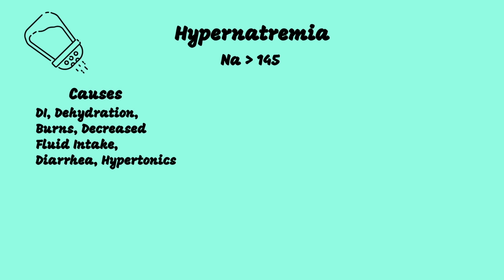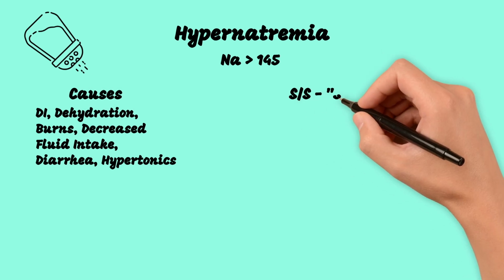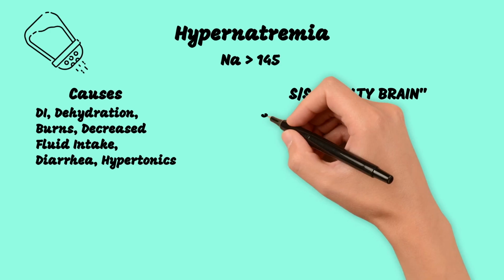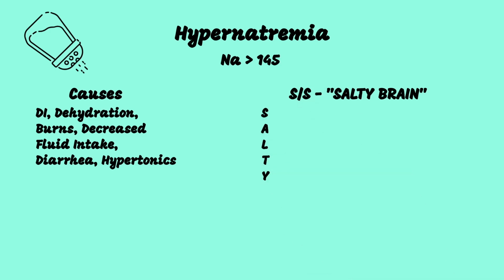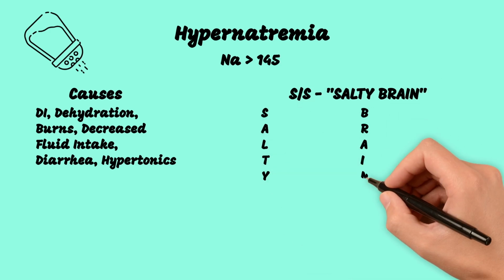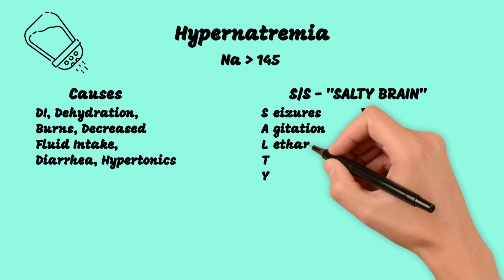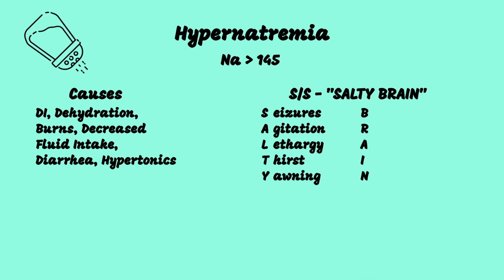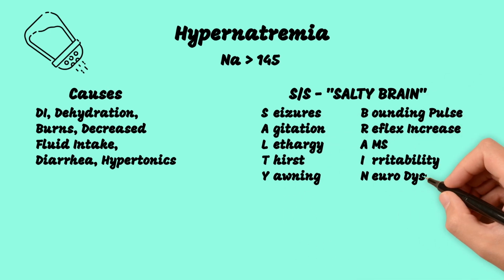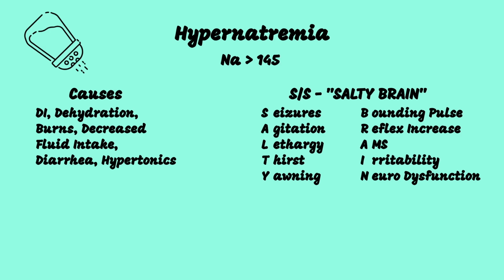So when trying to remember some signs and symptoms of hypernatremia, think salty brain. S stands for seizures, agitation, lethargy, thirst, yawning, bounding pulse, reflex increase, altered mental status, irritability, and neurodysfunction. Because remember, our cells shrink and become dehydrated when our sodium levels are too high.